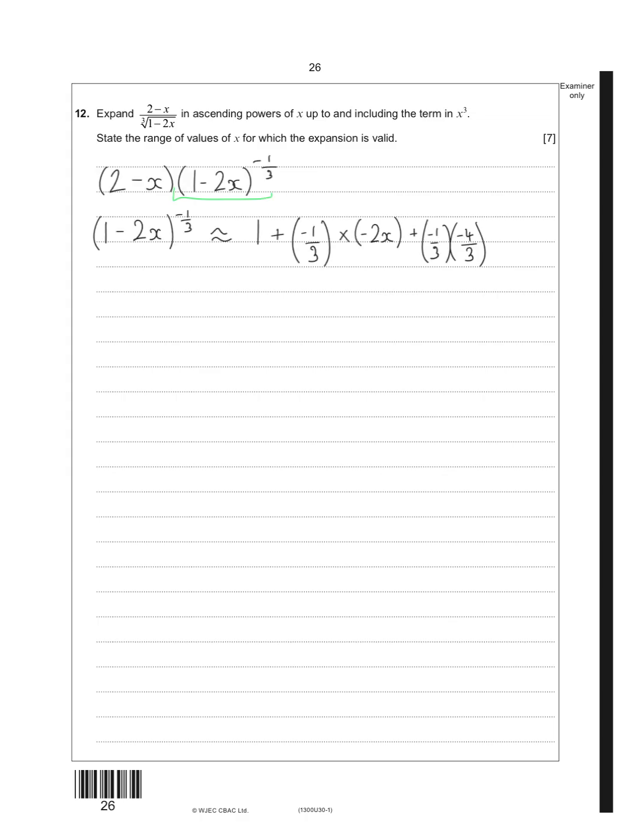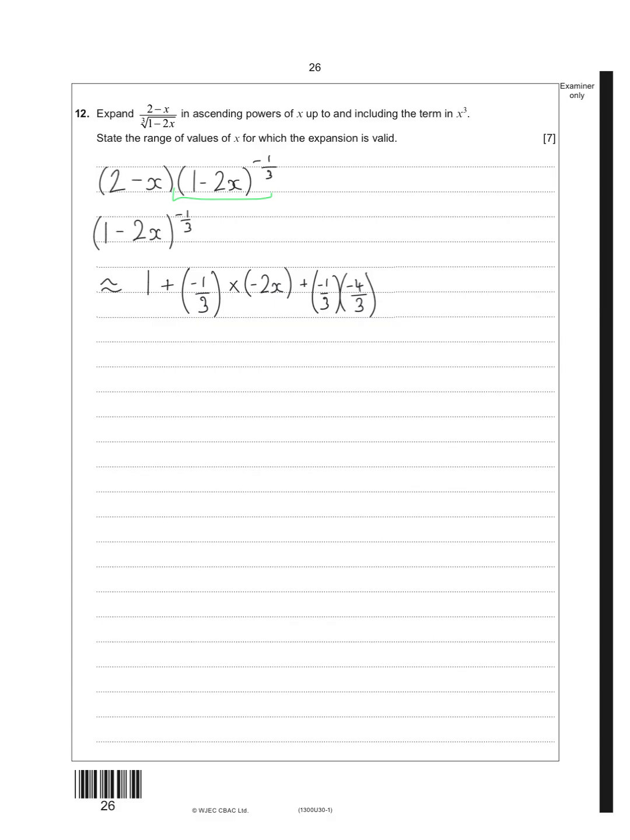Okay, so let's have a look at (1 minus 2x) to the power of minus 1/3. Well, that is approximately 1. And then I always put plus here, and I write down the power multiplied by minus 2x. Then hopefully you remember now that the pattern builds up. You take 1 off the power each time. And I can see I'm going to go over a line here, so bear with me 1 sec. Okay, there we go, that should be okay.